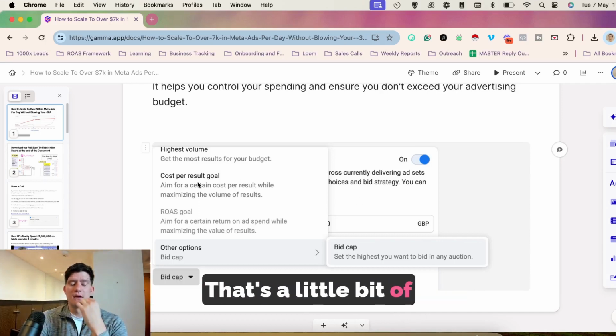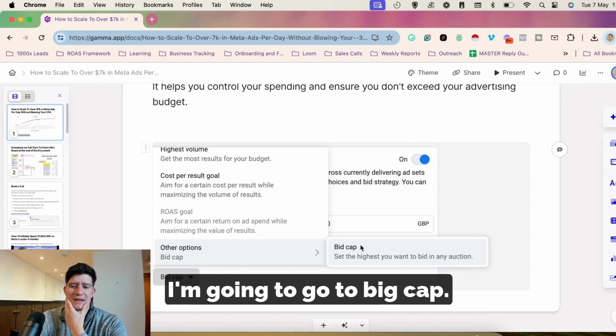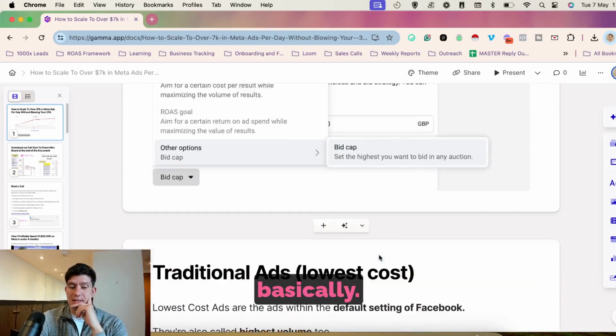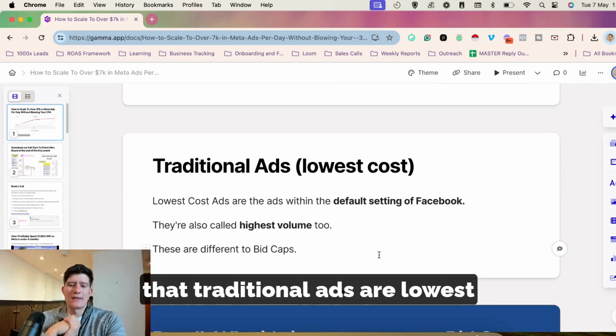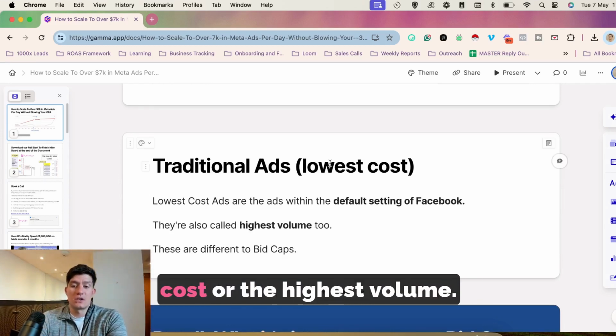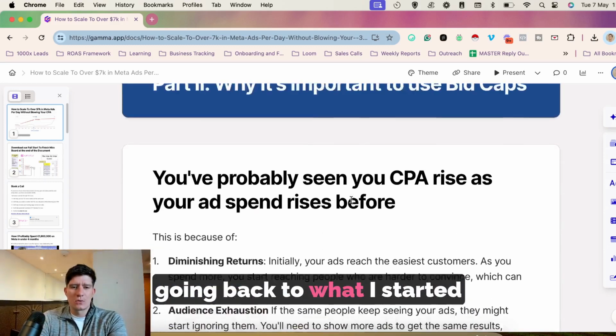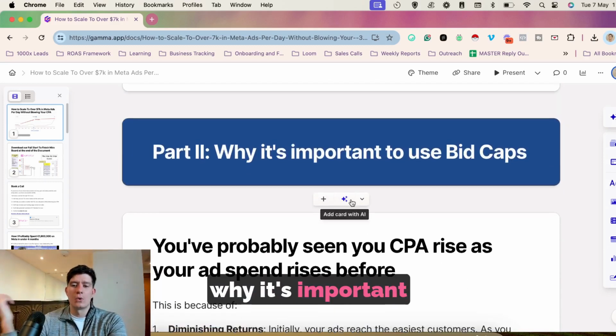That's a little bit of a different video. I'm going to go to bid cap. So this is, as I said before, you set your highest bid basically. So I'm just going to reiterate that. Traditional ads are lowest cost or the highest volume, the default setting. So I'm just going back to what I started in this video, why it's important to use bid caps.